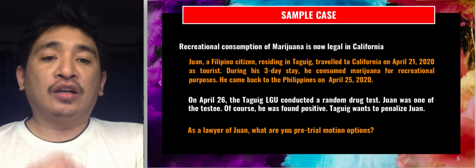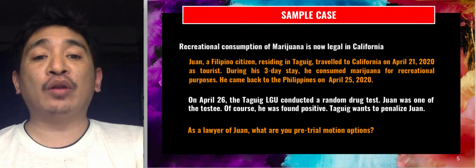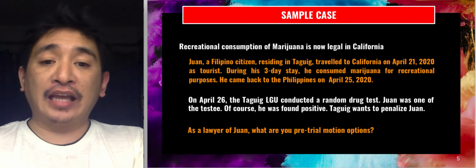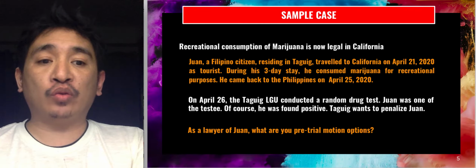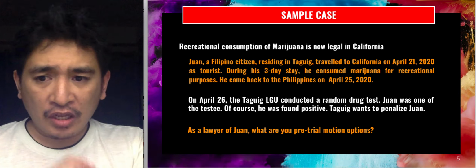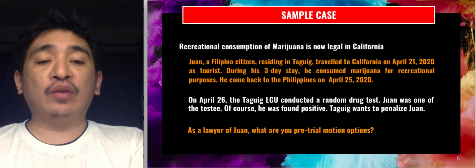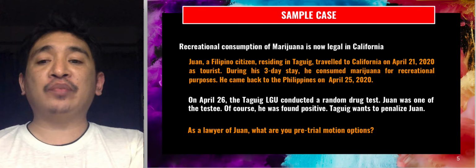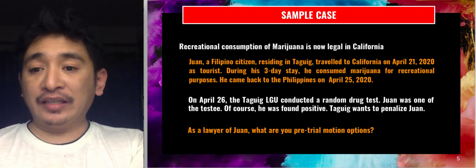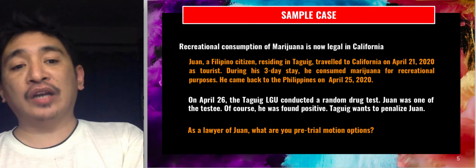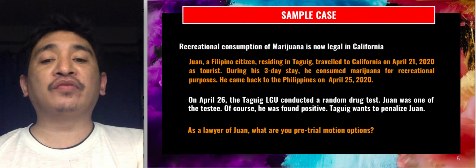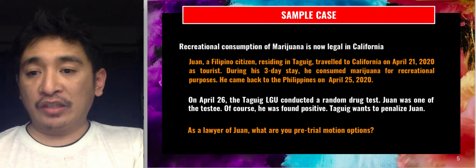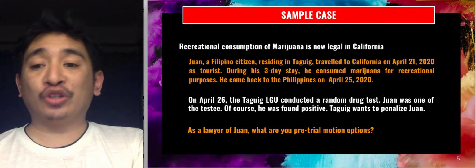So let's read first. In California, recreational consumption of marijuana is now legal. 1. A Filipino citizen, let's assume legal age, residing in Taguig, traveled to California on April 21, 2020 as a tourist. During his 3-day stay in California, he consumed marijuana for recreational purposes. Okay, and he came back to the Philippines on April 25, 2020. On April 26, nasa Pilipinas na siya, the Taguig conducted a random drug test and one was one of the testees. And of course, he was found positive. And the Taguig wants to penalize him. So as a lawyer of one, what are your pre-trial motion options?